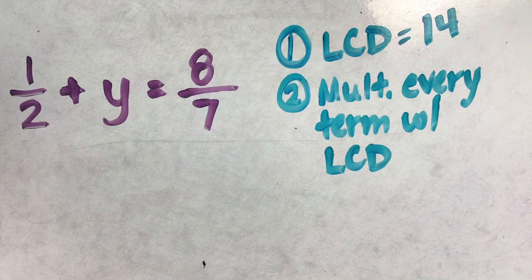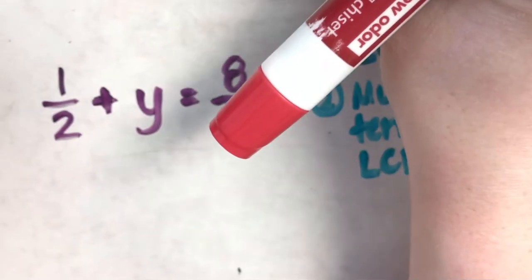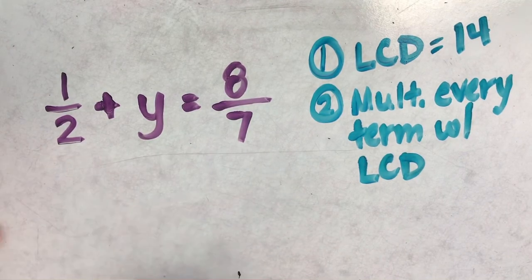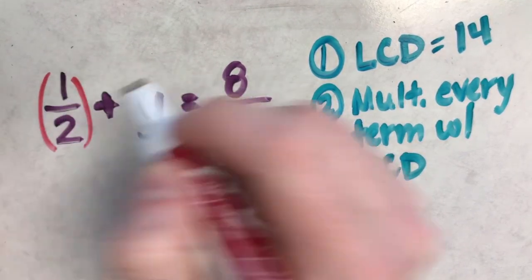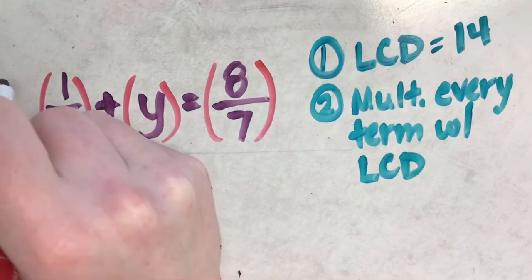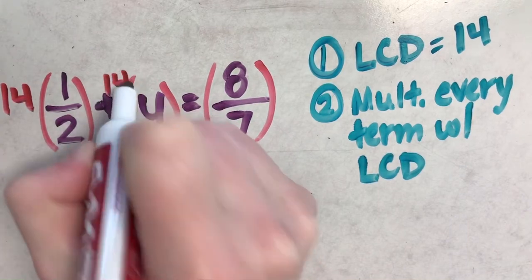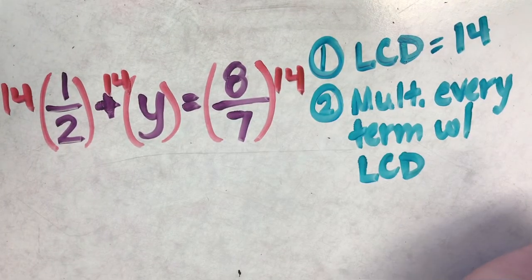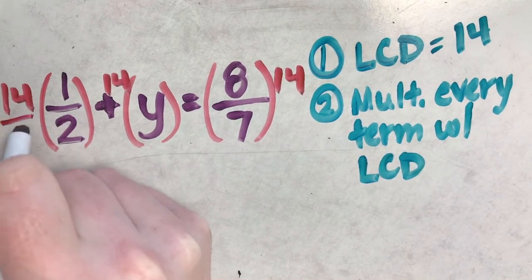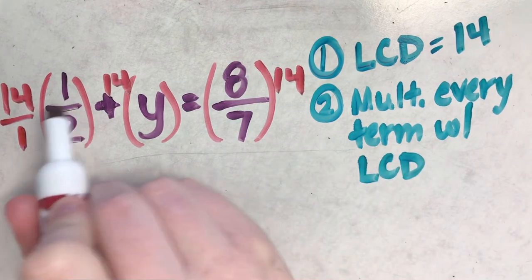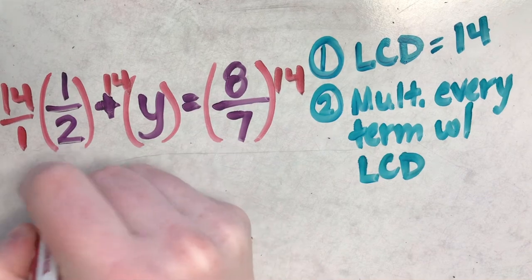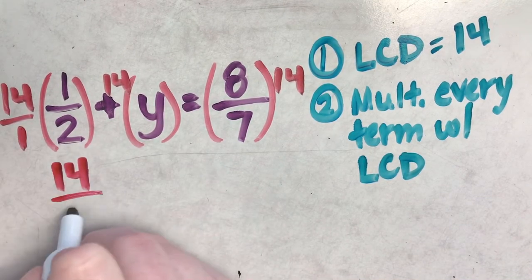Looking at my equation, remember terms are separated by addition and subtraction. So I have 3 terms in this equation. I'm going to put all of them in parentheses. They each get their own set. And then everything is multiplied by 14. When I multiply a fraction times a whole number, remember that's the same as 14/1. You multiply your numerators and then multiply your denominators. So right here, 14 times 1 is 14, and 1 times 2 is 2.